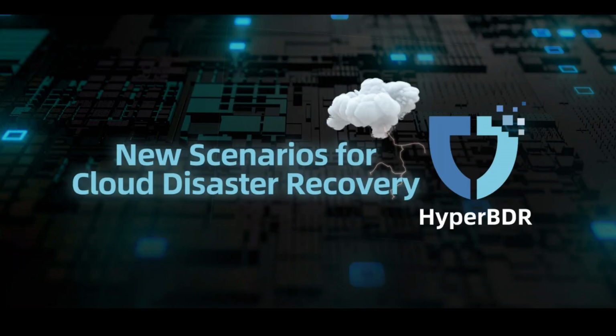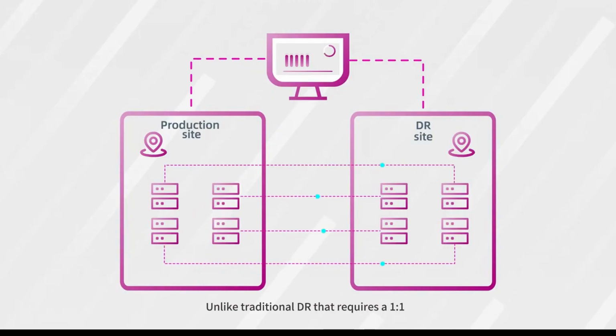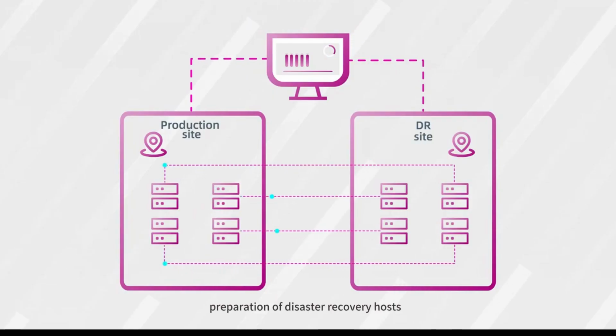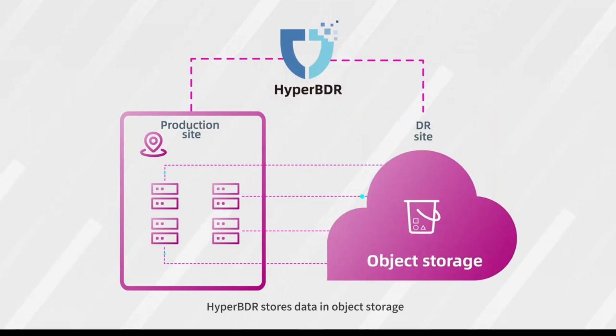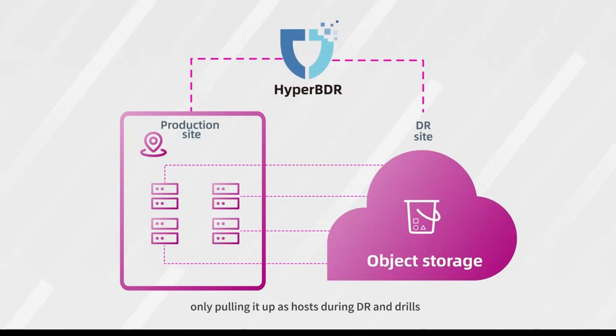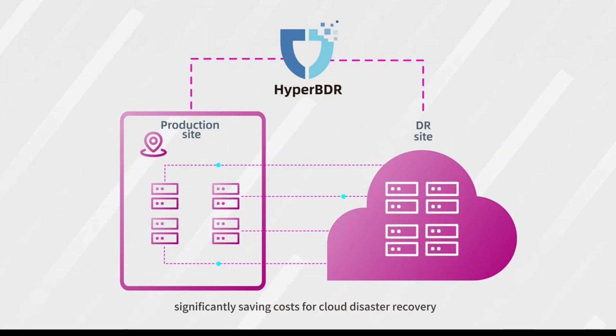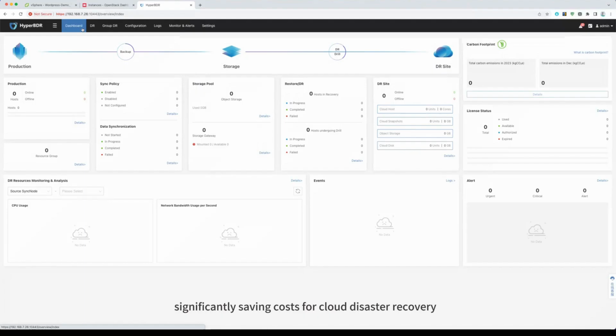HyperBDR is a cloud-native disaster recovery tool that provides an automated and rapid cloud-based DR solution. Unlike traditional DR that requires a one-to-one preparation of disaster recovery hosts, HyperBDR stores data in object storage, only pulling it up as hosts during DR and drills, significantly saving costs for cloud disaster recovery.